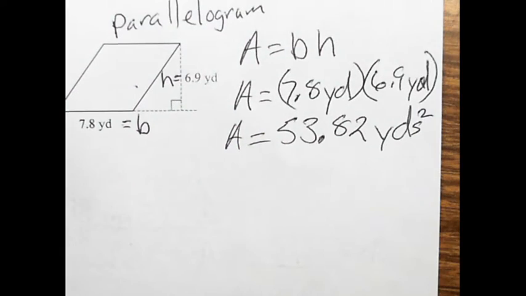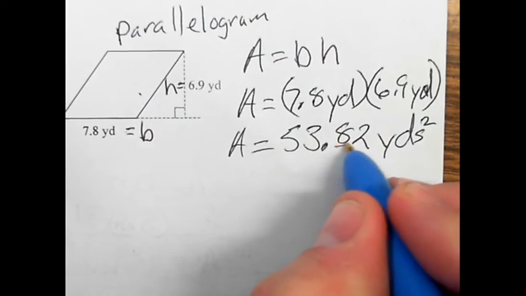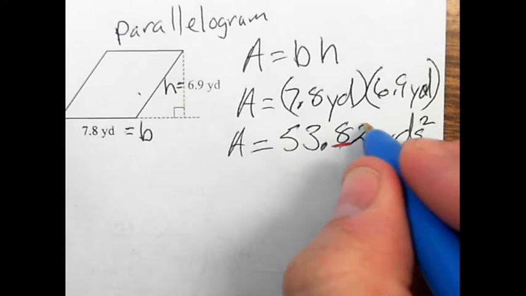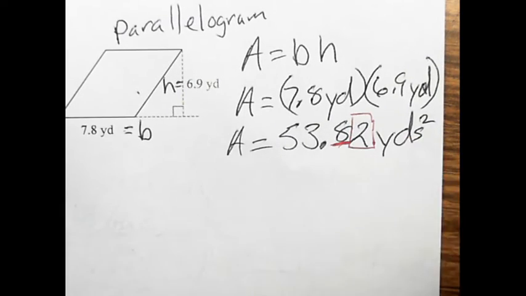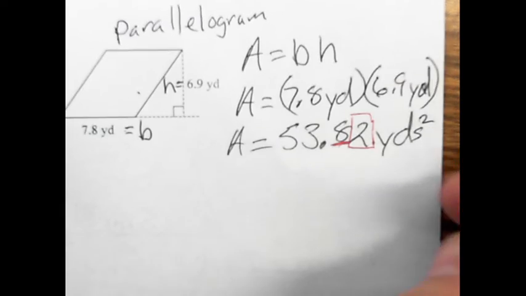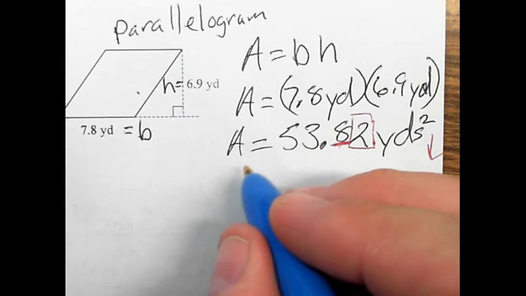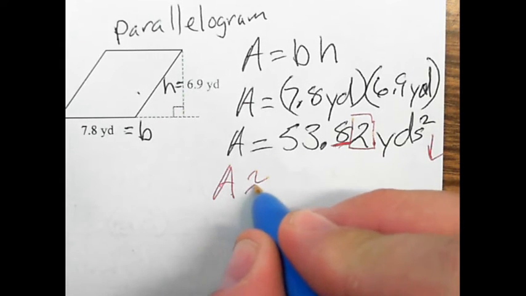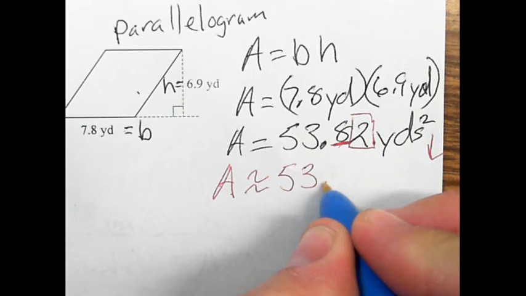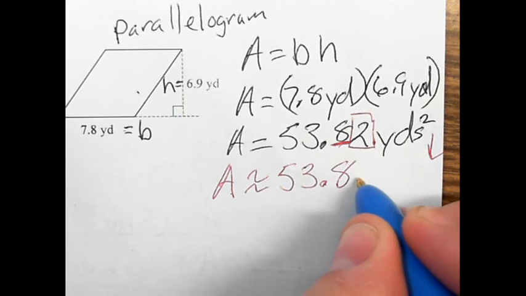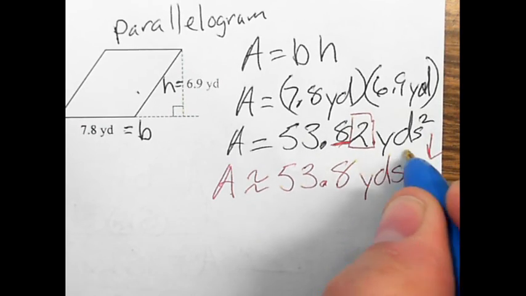And again, we're asked to round to the nearest tenths. So we go to the 8 and we look one space to the right. 2 is less than 4, so we round down. So that means that my area is approximately 53.8 yards squared.